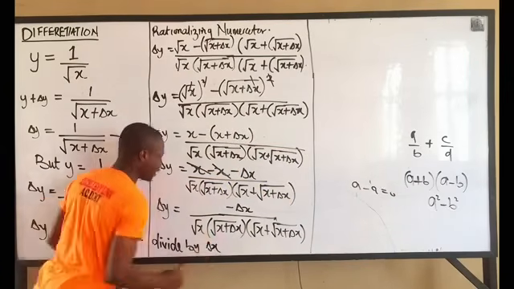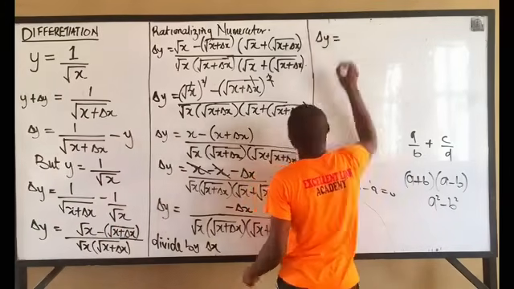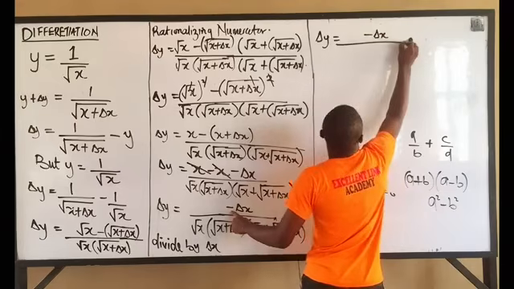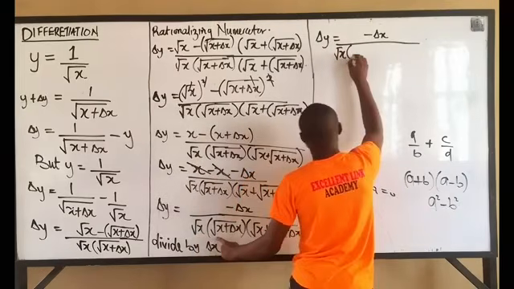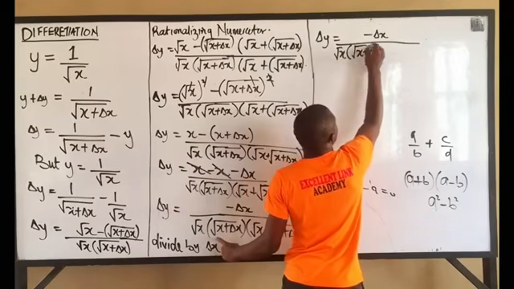By change in x. It means that change in y over change in x, this here, is equal to minus change in x all over root x into, please call for me.